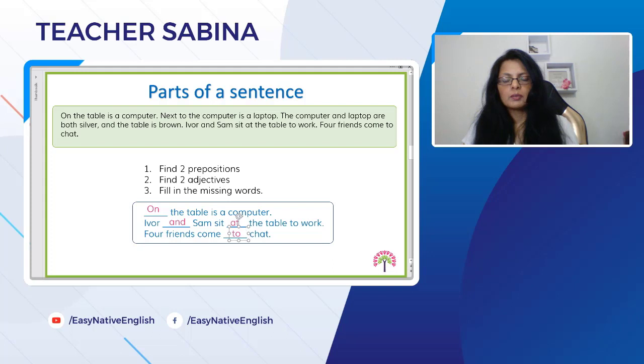So on the table is a computer. Ivor and Sam sit at the table to work. 4 friends come to chat. Okay, right, moving along.